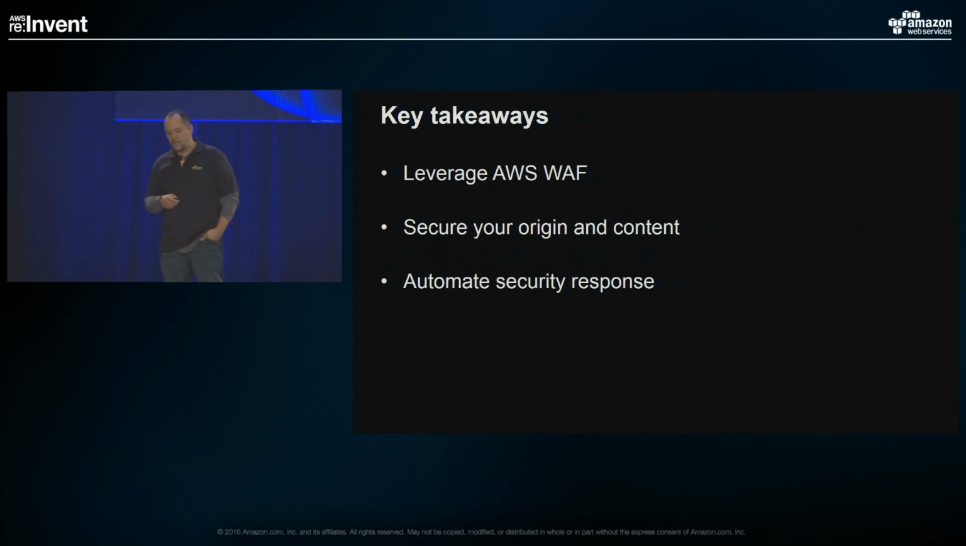All right, so the key takeaways here: leverage AWS WAF, more specifically, leverage AWS WAF with preconfigured protections to give you a good starting point. Secure your origin and content. Preventing direct access to your origin is always a best practice, whether you use signed URLs or signed cookies or not. And then the last piece is to automate security response by using some of our other complementary services.